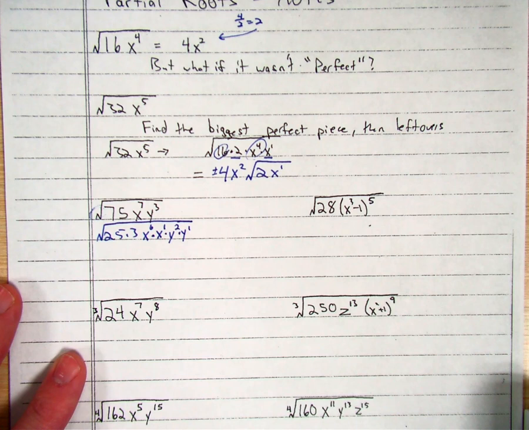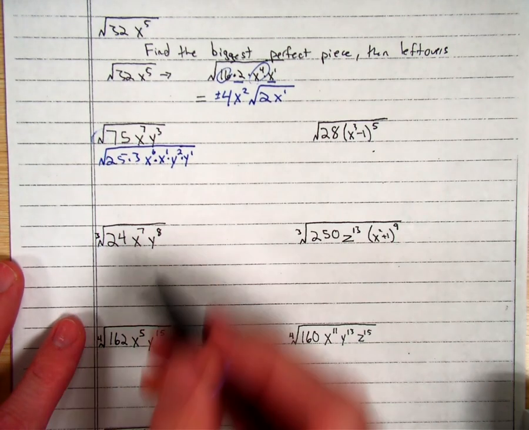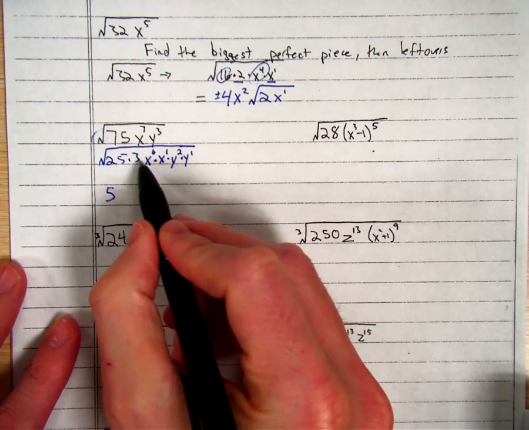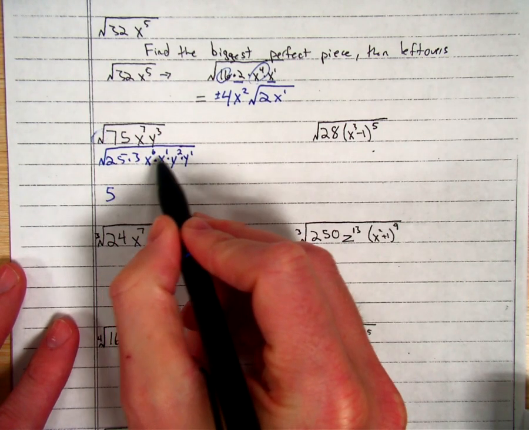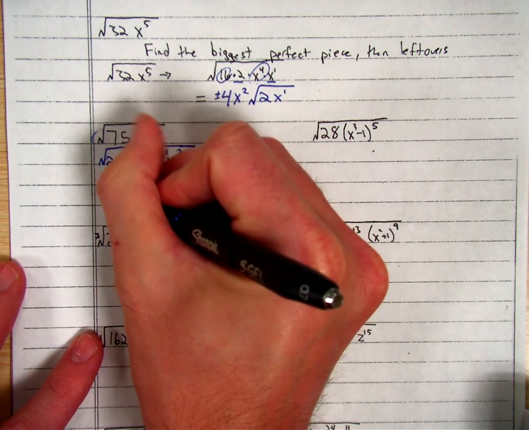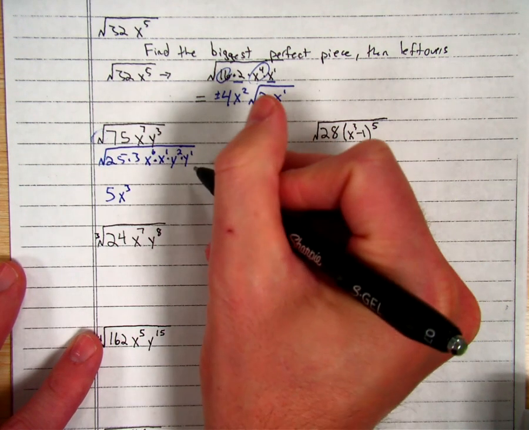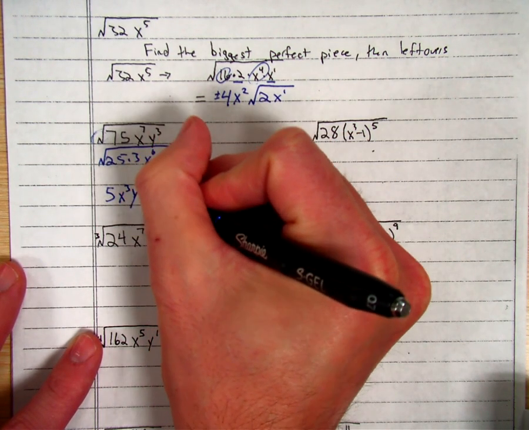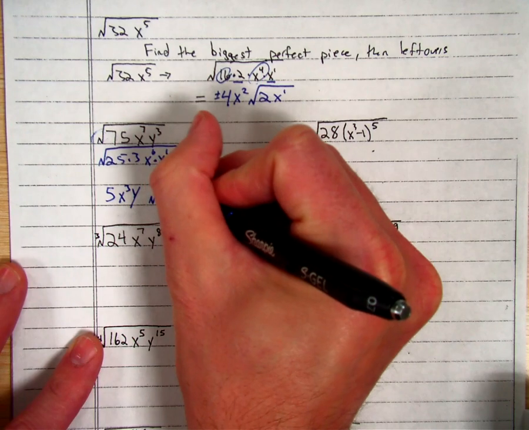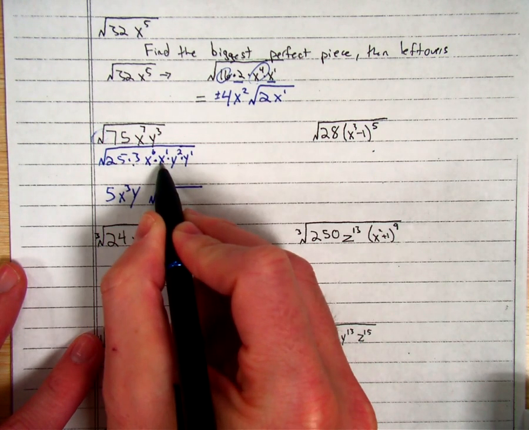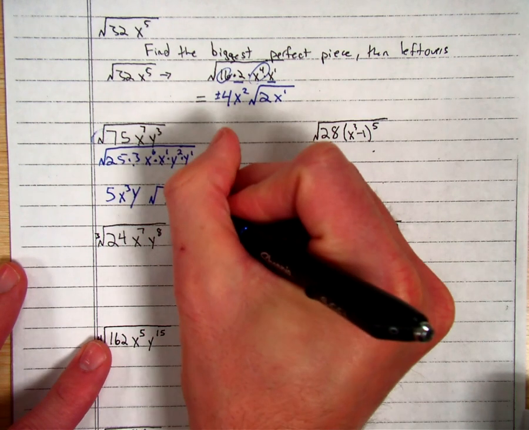Okay, we have a handful of these that we can do. They are perfect. So like 25, that's going to be 5 on the outside. Leave that one for the inside. X to the sixth, 6 divided by 2 is x to the third on the outside. Y squared, square root, is going to be y to the first on the outside. Our leftovers that are staying inside the radical are 3, x to the first, y to the first.